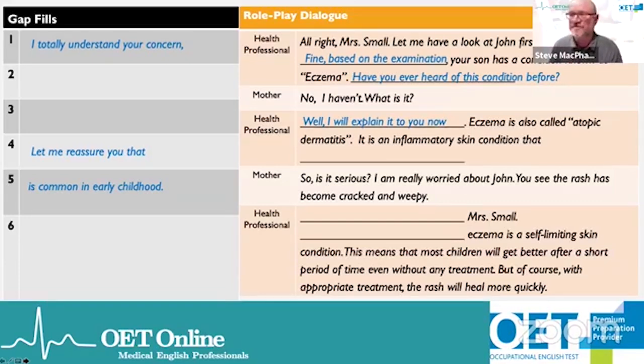That helps with your fluency, everyone, because it gives you an opportunity. You're telling the patient what you're going to do before you do it. So you're preparing the patient for the explanation, and you're also giving yourself time to get ready to explain it. So it's a nice way to communicate. Eczema is also called atopic dermatitis. It's an inflammatory condition that, what do we put here, everyone?